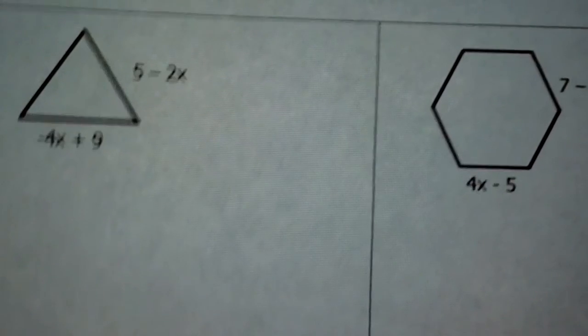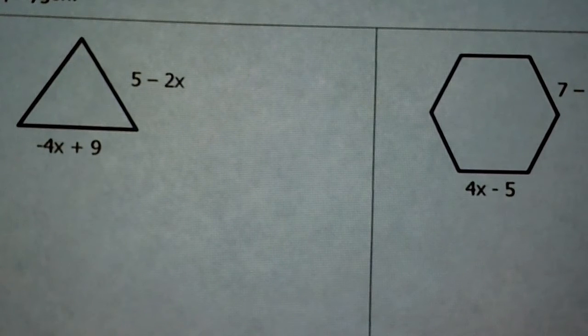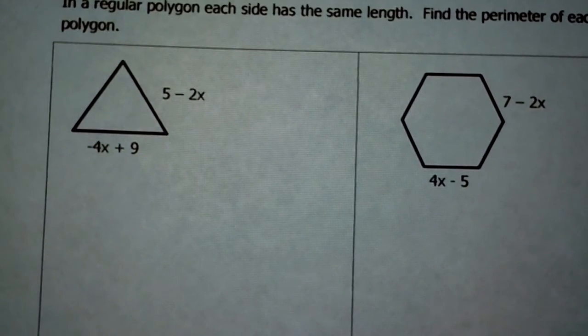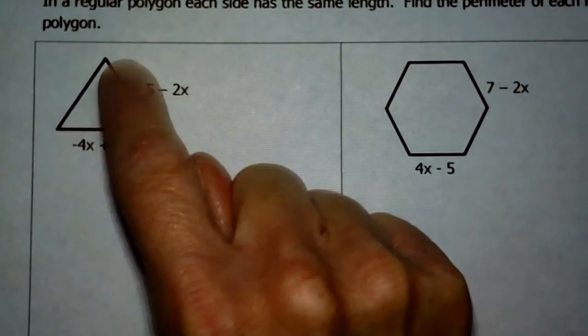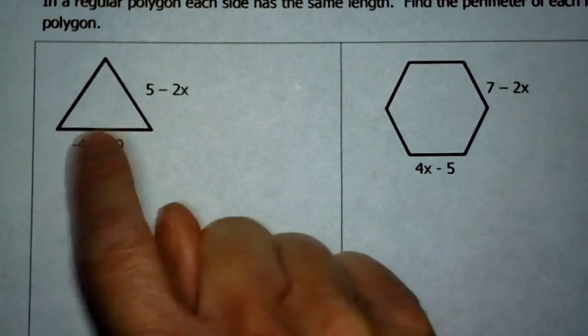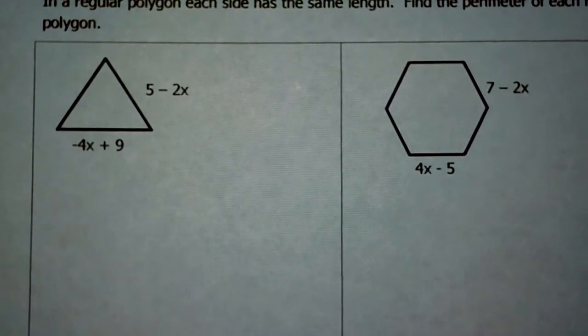Now I'm not actually asking you to find out what x is, I'm asking you to find the perimeter. To find the perimeter, basically you just have to add up the length of all the sides, right? So in order to know the perimeter of this, I need to know what one of these side lengths is. And I do give you enough information. It might seem like there's not, but there really is.